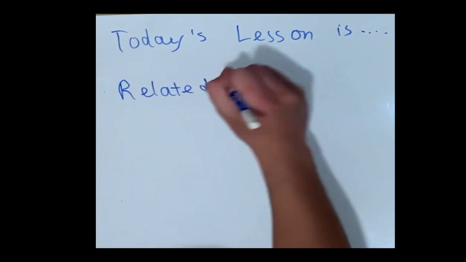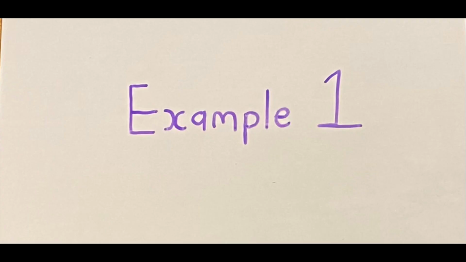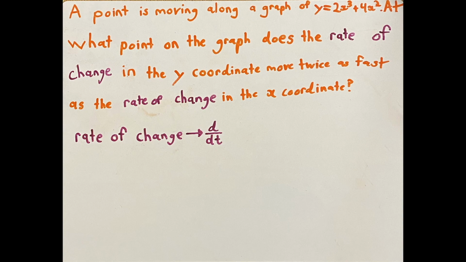Today's lesson is related rates of change moving on a curve. A point is moving along a graph of y equals 2x cubed plus 4x squared. At what point on the graph does the rate of change in the y-coordinate move twice as fast as the rate of change in the x-coordinate?